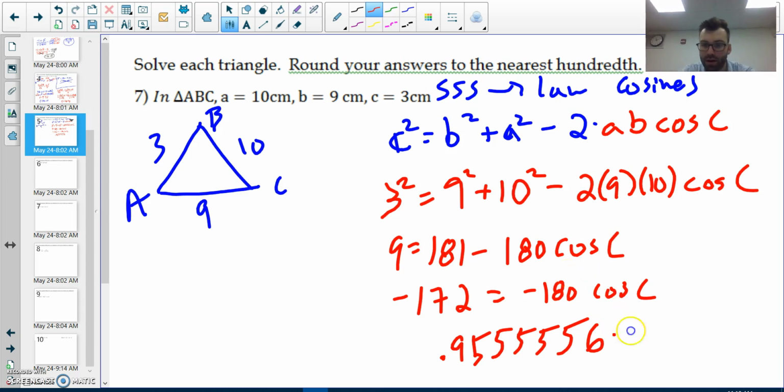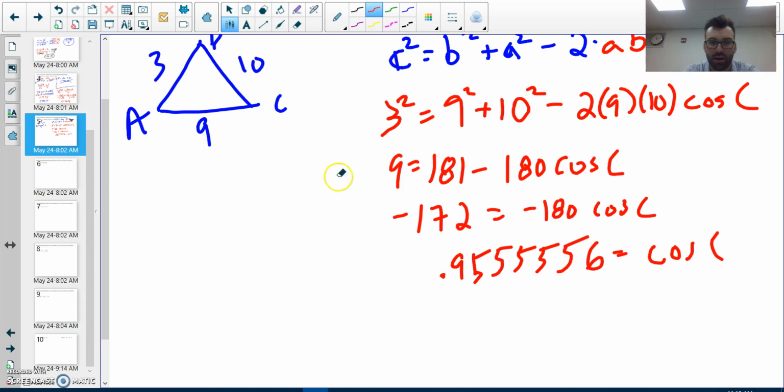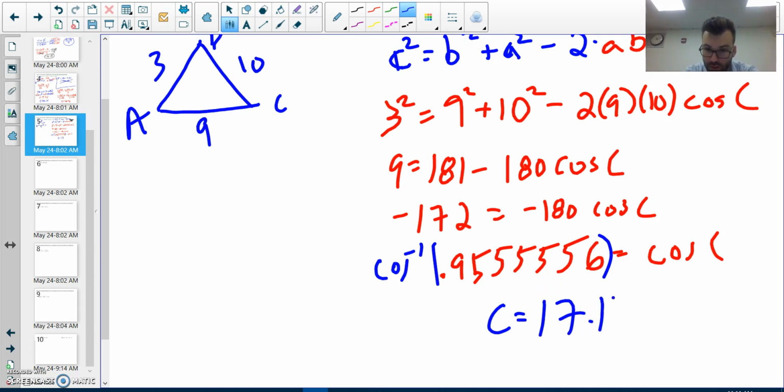Okay. And then remember, I'm finding an angle, so I need to use the inverse operation to find angle C. Now, if my mouse wasn't so aggravating, I would write cosine inverse here. I might as well. See how aggravating that is? Like, wow. 17.14 degrees. Alright. Once I find angle C, I'm going to use angle C to help me find angles A and B. Once I find angle C, I'm done with the law of cosines.